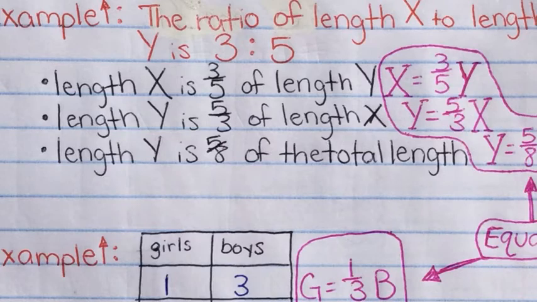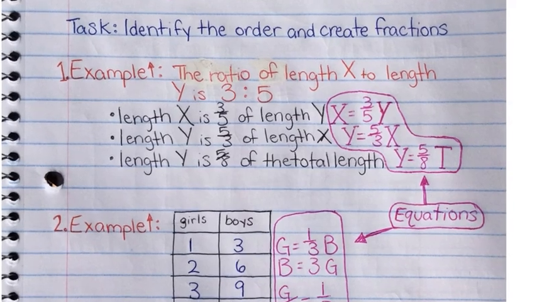So, if we here are looking at length y is 5/8 of the total length, yet again, y is our first value that we see, so it's on top. The total length is the second value that we see, so it's on the bottom, 5/8. So we'll zoom back out here so you get the whole picture.